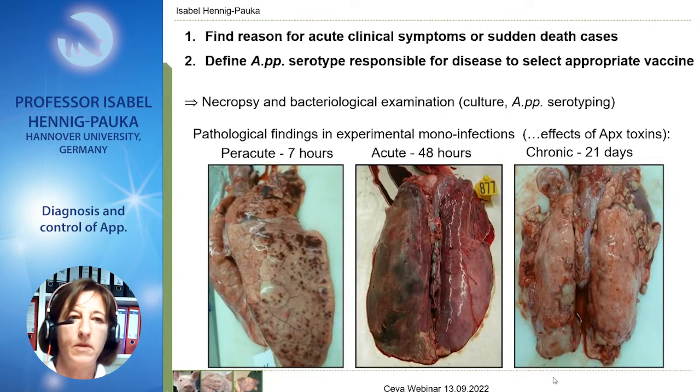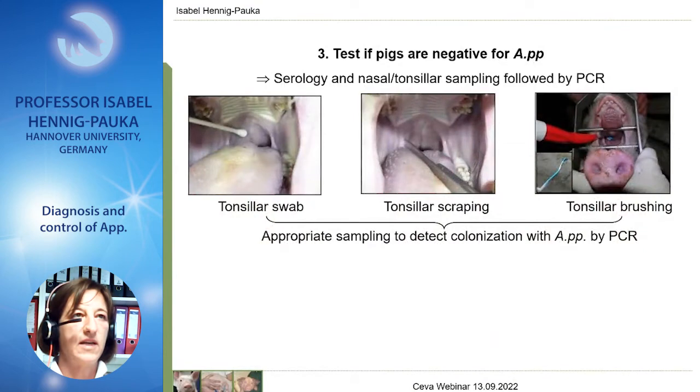And later on, when the pigs do not show clinical symptoms anymore, when they are chronically infected, here on day 21, you have these lung lesion sequesters or abscesses in the lung. If you want to test if pigs are negative for APP, we recommend to combine serology and tonsillar sampling, followed by PCR. At best, with the method here shown on the right side, tonsillar brushing, because it's invasive enough to get material from the crypts, but it's not so harmful as tonsillar scraping, as shown here in the middle.